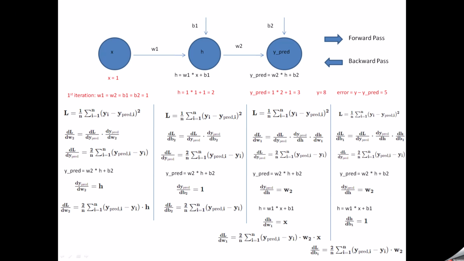Once the derivatives of loss with respect to all weight and bias parameters are calculated, the network will calculate the new weight and bias parameters for the next iteration. For example, new W2 will be calculated by the formula: old W2 minus learning rate, alpha, multiplied by the derivative of loss with respect to W2 calculated earlier. Learning rate alpha is a hyperparameter, meaning it should be decided by the developer. It's usually set as 0.01.